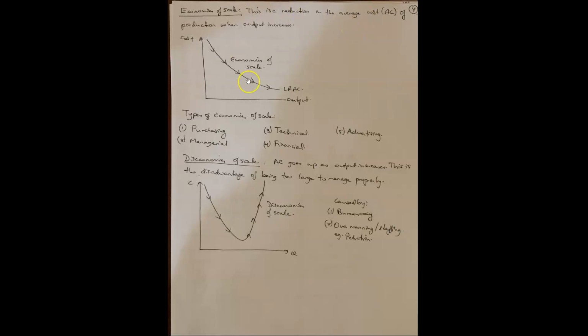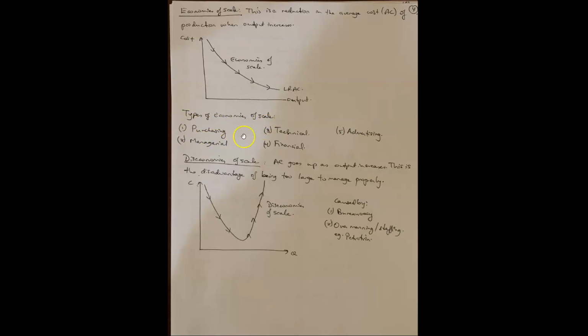Now, we could graphically depict this by a downward sloping curve, right? Now, this curve is known as the long run average cost curve, right? On the vertical axis here, we have cost, and on the horizontal axis, we have output. So as output increases, we see cost going down. Hence, the arrows are pointing this way. Output increases, cost is going down. So this denotes economies of scale, okay?